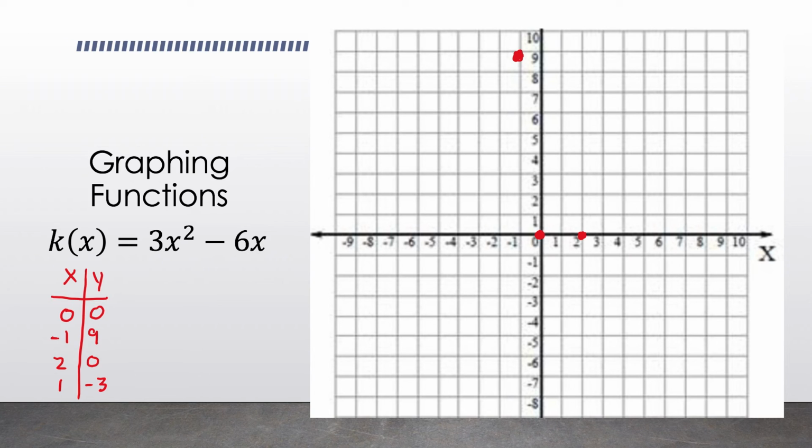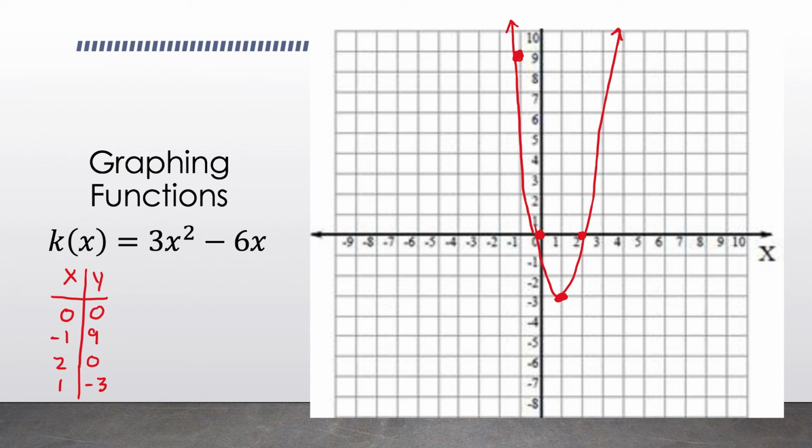All right, so I'm going to go to the 1. Because the 3 is negative, I'm going to come down 3. 1, 2, 3. Okay, so now I think I'm ready to connect those dots and make that U-shaped graph. And so now we have a graph of the function 3x squared minus 6x.